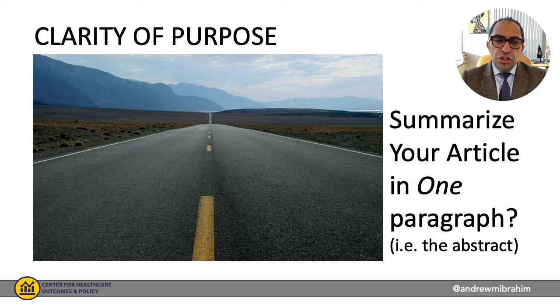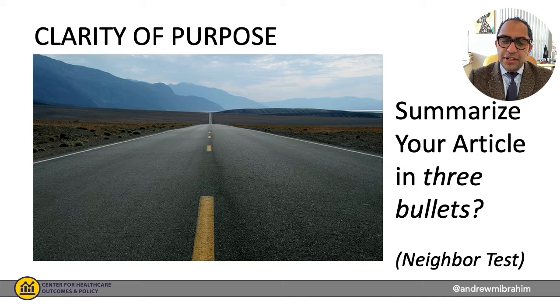To get to the point of finding your clarity of purpose, I start with a short summary of the article, which is usually the abstract that tells you what's there. And then I do this thing called a neighbor test. Could you take the abstract and summarize the article in 3 short bullets and tell it to a neighbor who's never heard of the article, never read it, and do they understand it? If you can do that, you're well on your way to an effective visual abstract.